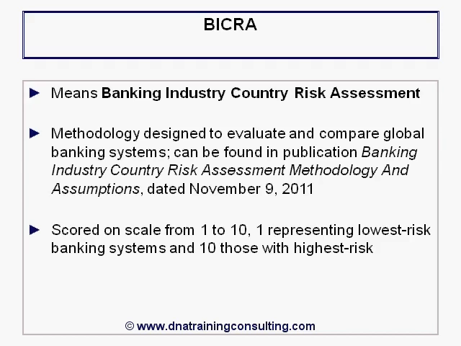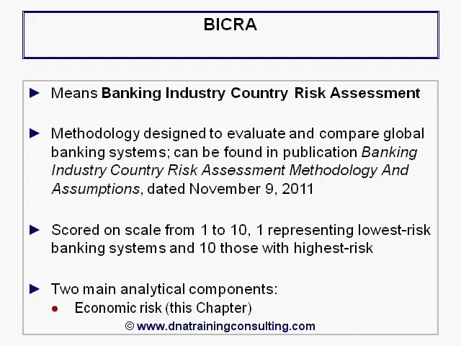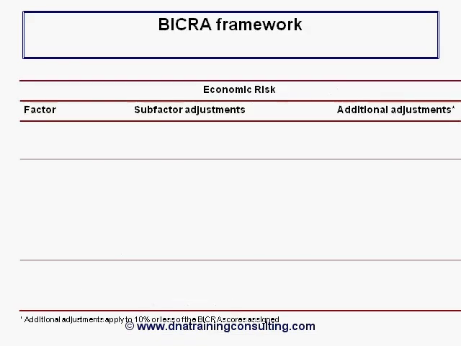The BICRA methodology has two main analytical components: economic risk and industry risk. We deal with economic risk in this chapter and with industry risk in chapter 3. The table appearing now lists the factors and subfactors that determine the economic risk score under BICRA.